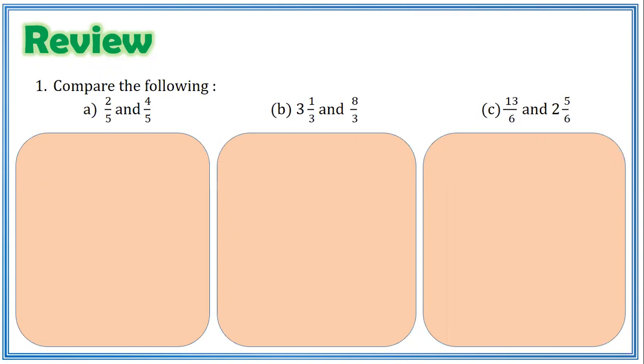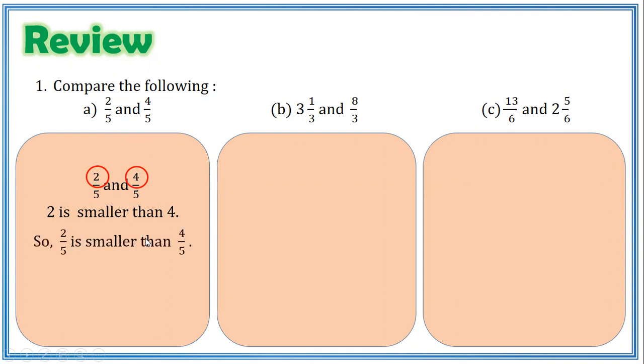For number 1, let us compare 2 out of 5 and 4 out of 5. Since they have the same denominator already, we will just compare the numerators. So we can say that 2 is smaller than 4. So 2 out of 5 is smaller than 4 out of 5. So in symbol, we write like this.